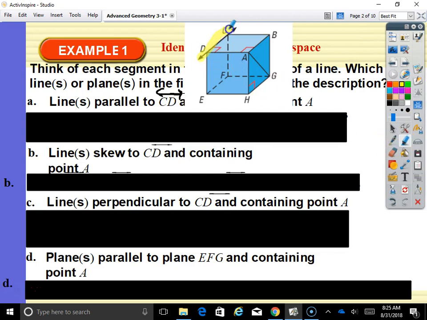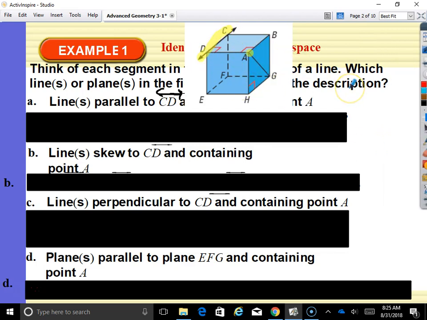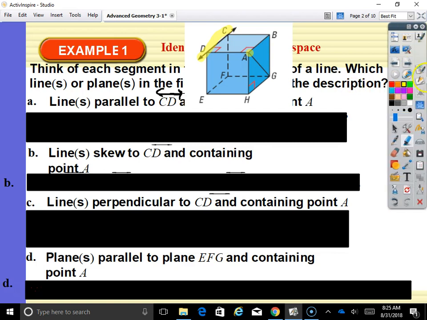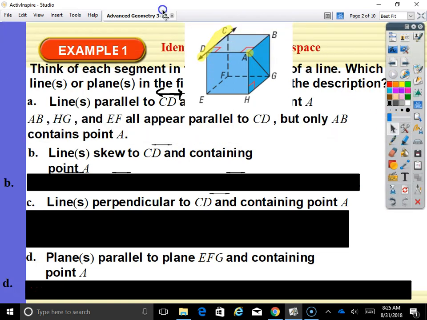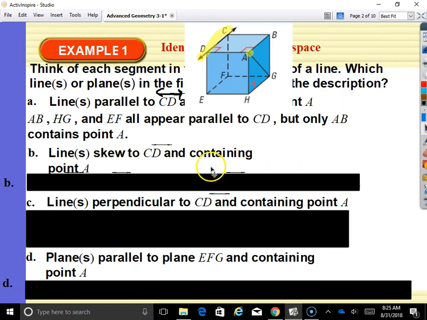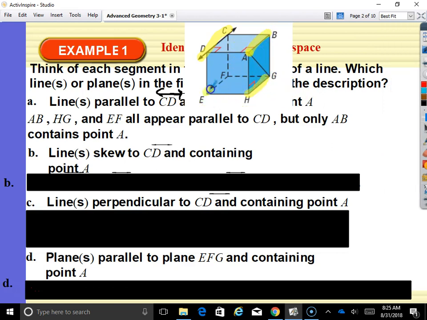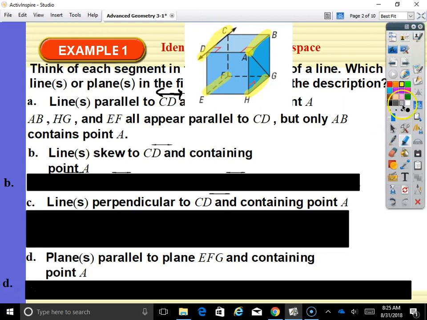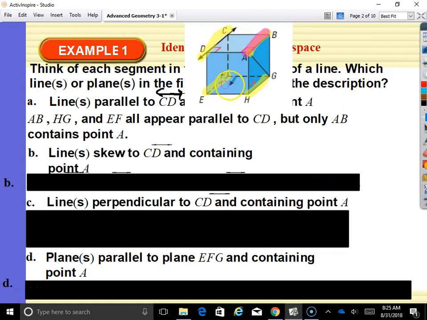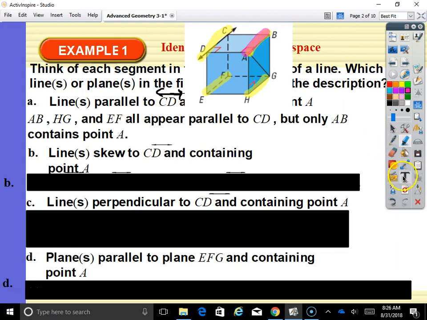Parallel to CD containing A. What? Line AB. Right? So it says AB. Oh, well, actually, there's more than just one, right? Because line AB, line HG, and line EF are all parallel, but only one of them also contains point A. So it's only this one. Does that make sense? There's three lines that are all parallel, but this is the only one that contains point A. All right, so now the next one.